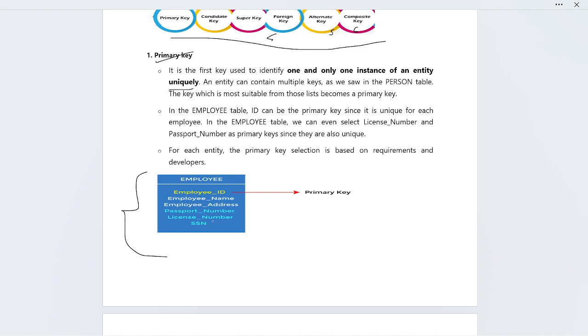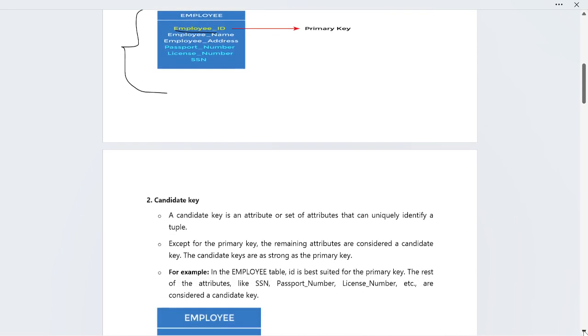But here the most suitable key we can use as a primary key is employee ID. So I hope that till now you are able to understand.